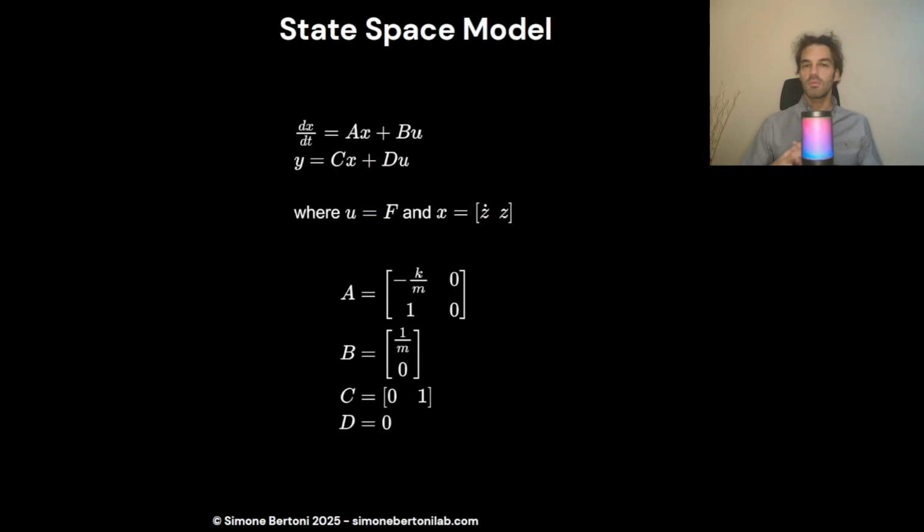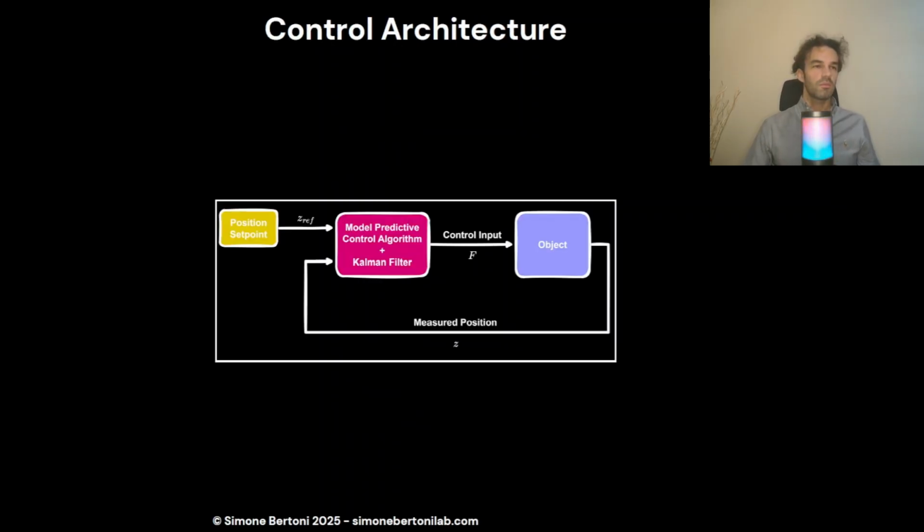State space model, as we said before, we have to put the system into state space for the control algorithm to function and for us to be able to set it up. And this is how it comes out. We have already seen this, so I'm not going to talk too much about this. Again, same for this. This is the architecture, relatively simple, already seen.